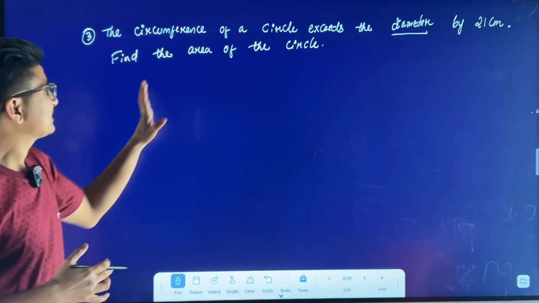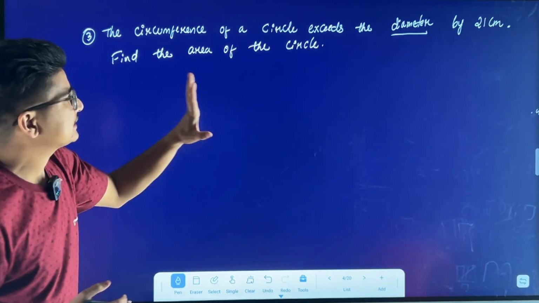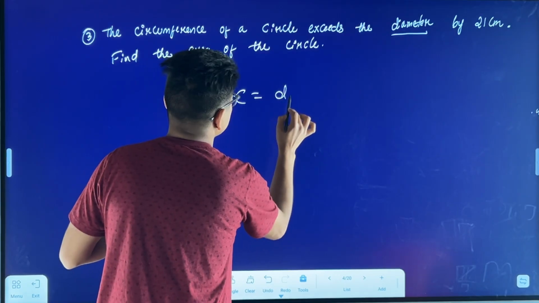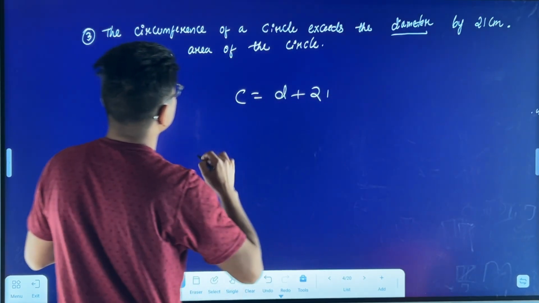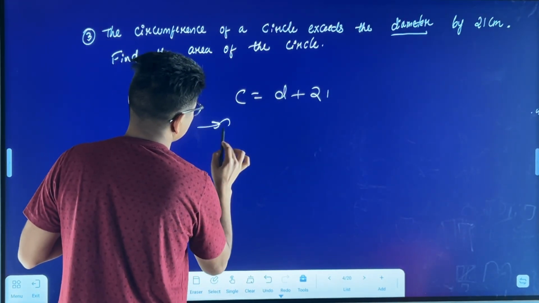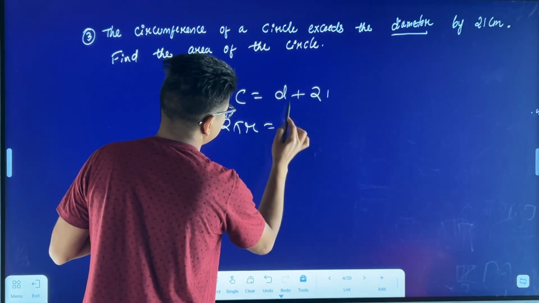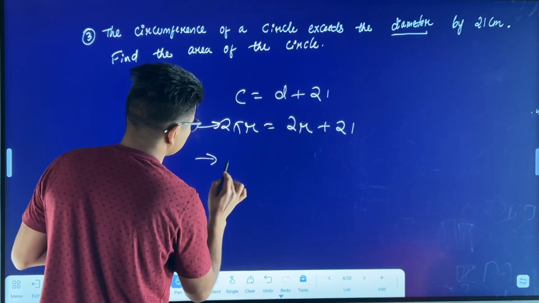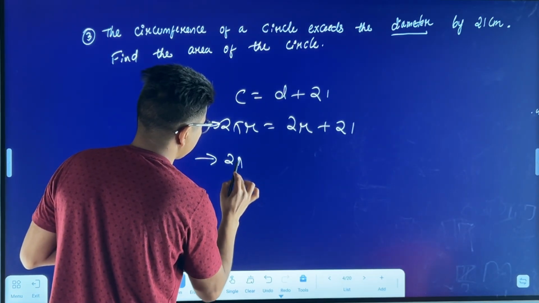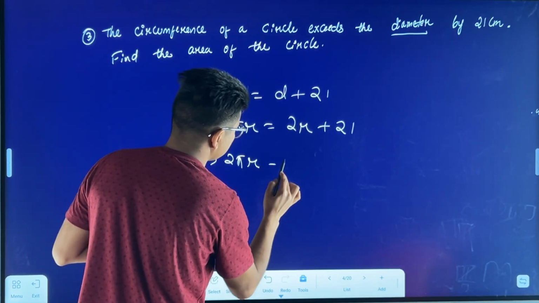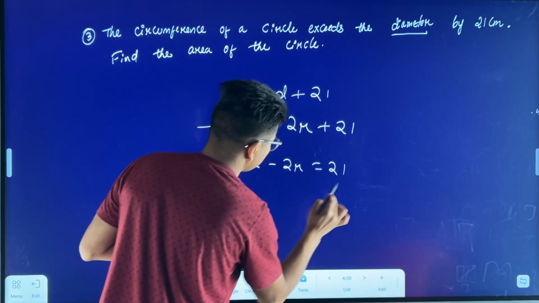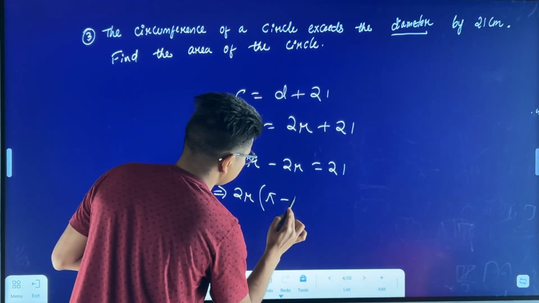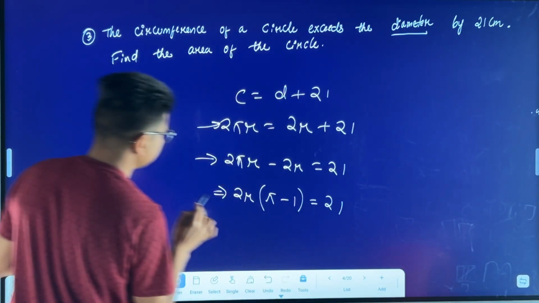Question number 3. The circumference of the circle exceeds the diameter. Exceeds meaning bigger. Circumference exceeds the diameter by how much? 21 centimeter. You need to find the area. Circumference formula is 2 pi r. Diameter will be 2r, right? Diameter equal to 2r. So 2 pi r minus 2r equals 21. Then take 2r common, what is remaining here? Pi minus 1 equals 21.